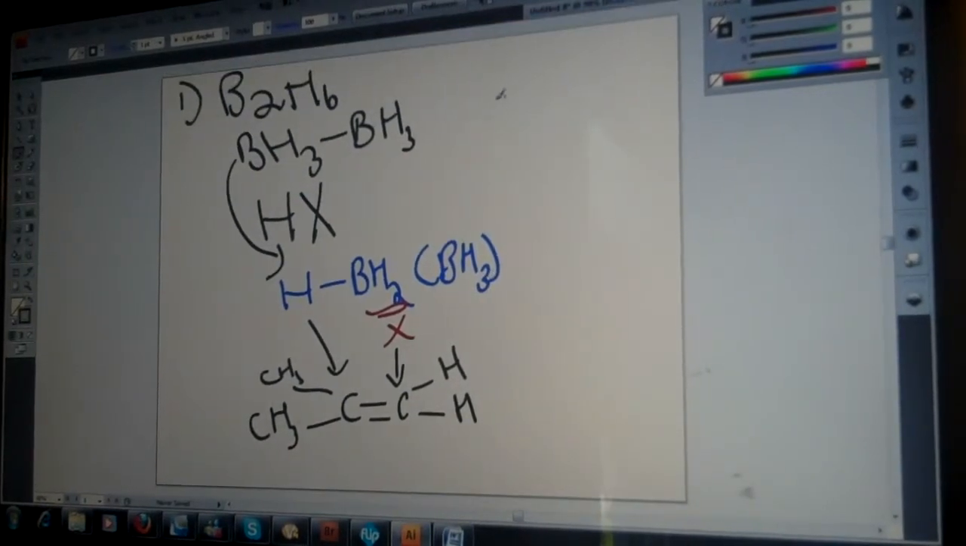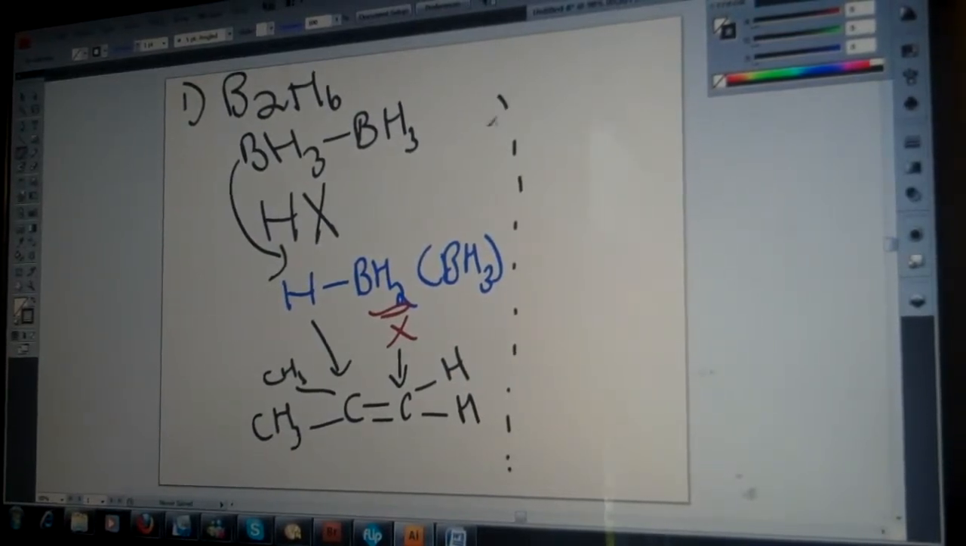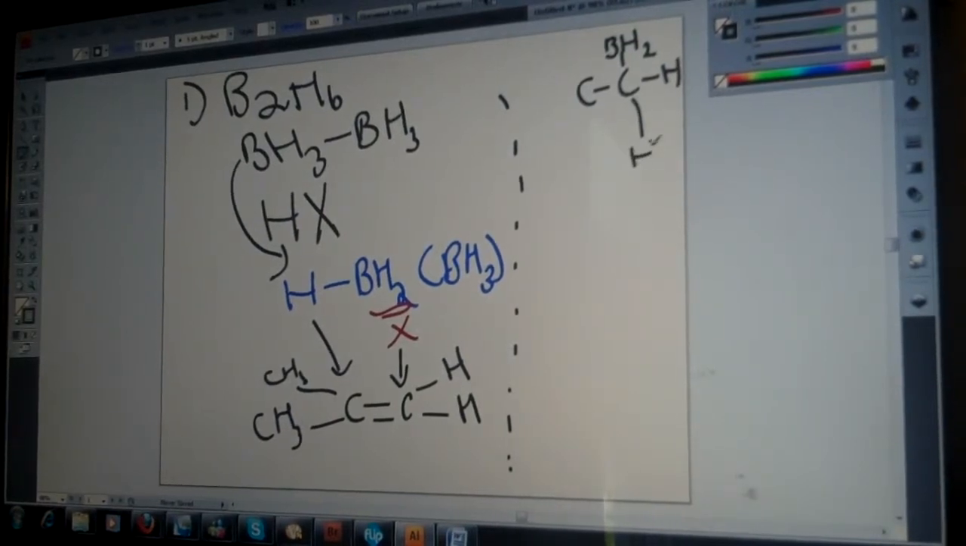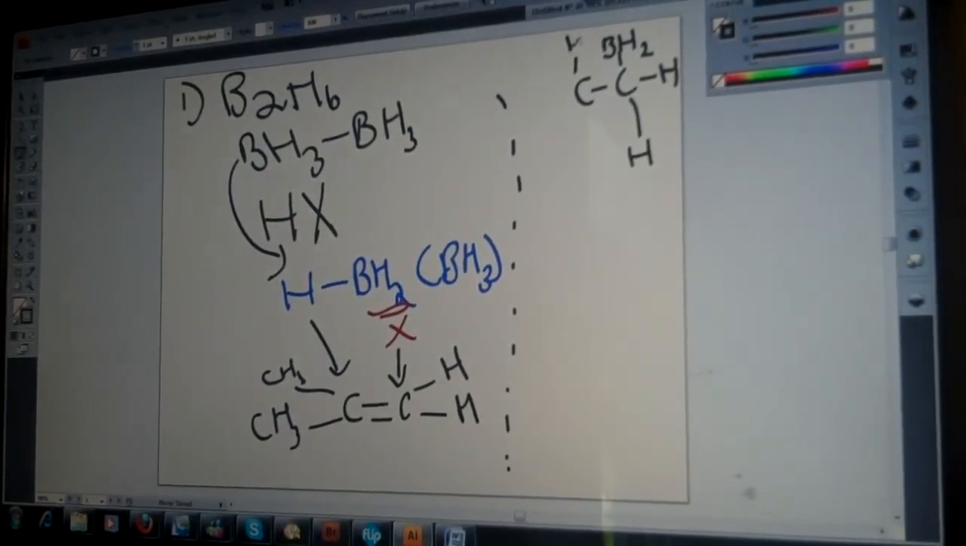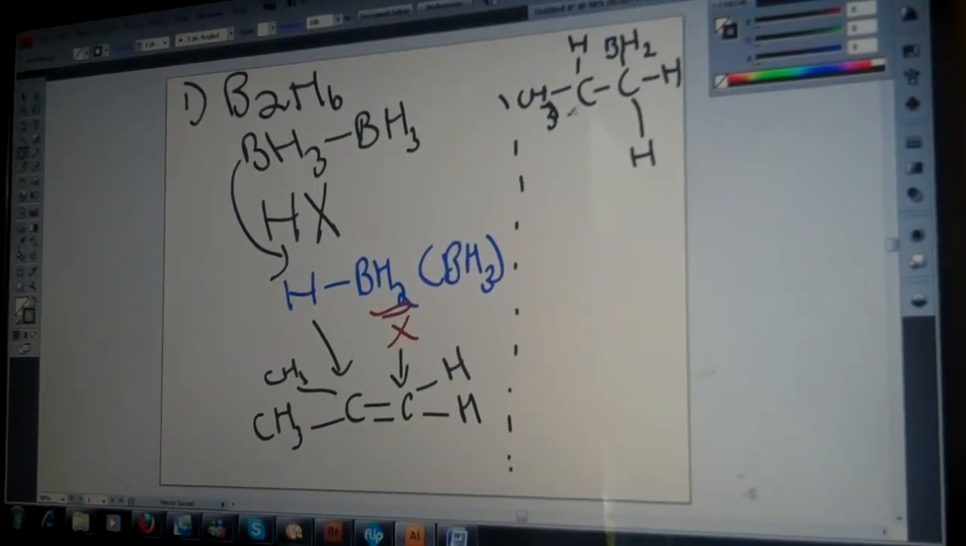So I'll just do it in the corner here. What happens is that you get the BH2 added, and this alkene is no longer an alkene, and then you have the hydrogen added, and you put everything else as is, the CH3, CH3. So this is what happens here.